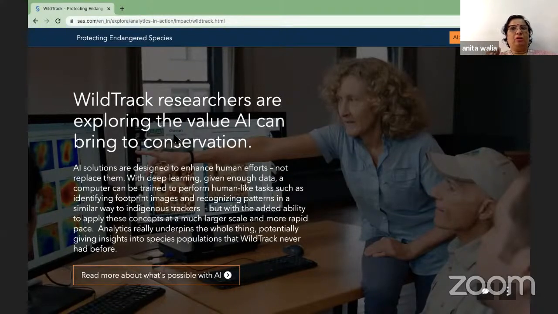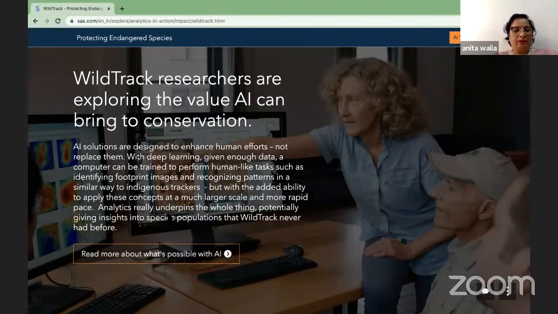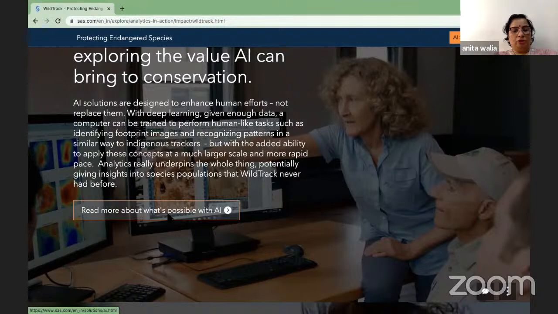Now they can do it for a particular area. So with crowdsourcing, what has happened is in Africa, from different places, different forests, they got all the images, and from these images they could come up with a solution which used deep learning and this image data to do a similar task which an indigenous tracker or an expert can do, to identify the footprint image and recognize a pattern. Like an indigenous tracker, they have the ability to understand the population of a particular species in an entire region. So this is how it has been done.